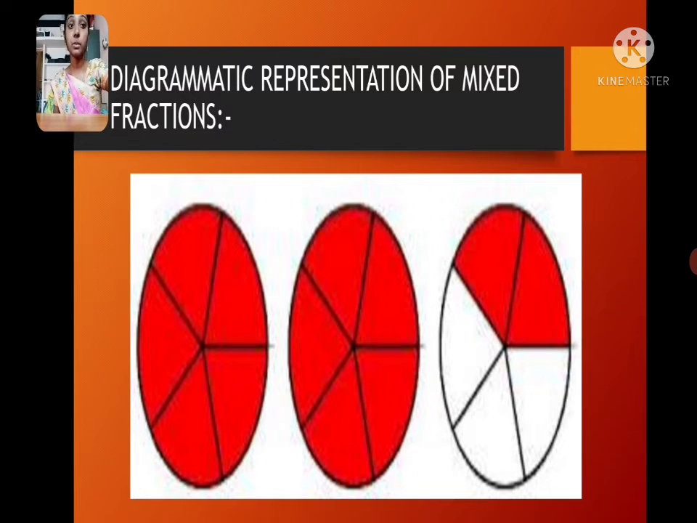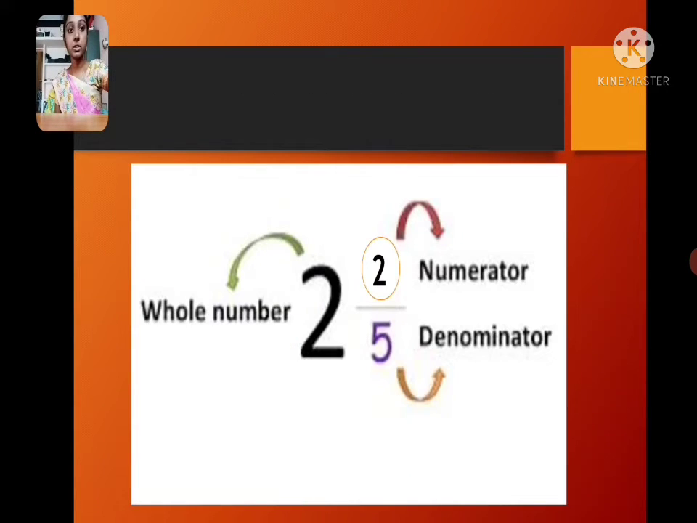A diagrammatic representation of mixed fractions looks just like this. In this diagram, there are 3 circles, each consisting of 5 segments. In the first 2 circles, all the segments are shaded, and in the third circle, 2 segments are shaded and the 3 are unshaded. So, the mixed fraction for this diagram is given as 2 2 by 5, where the whole number 2 represents the circles which are completely shaded, and 2 by 5 is the fraction of the third circle in which there are 5 segments out of which 2 are shaded.